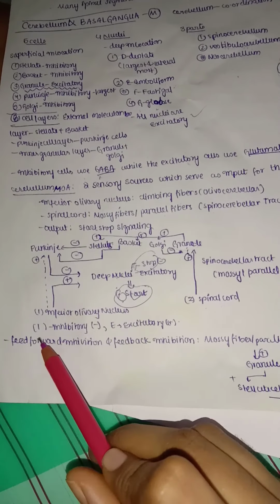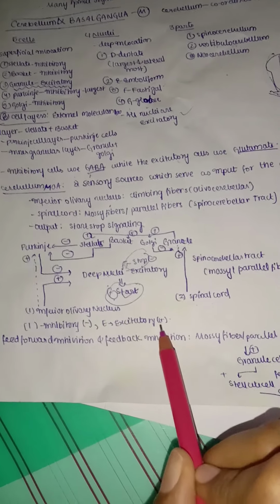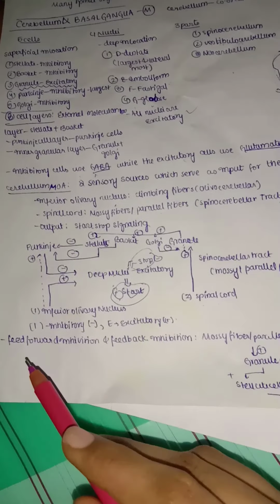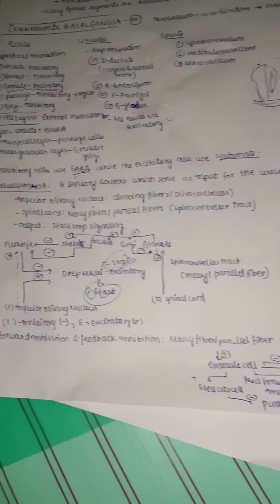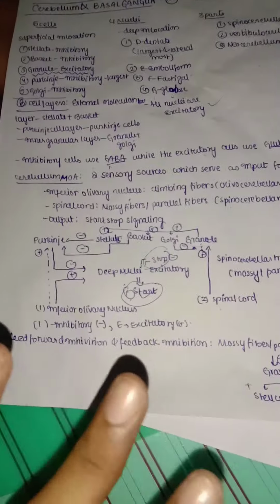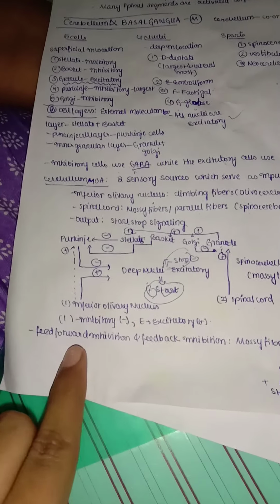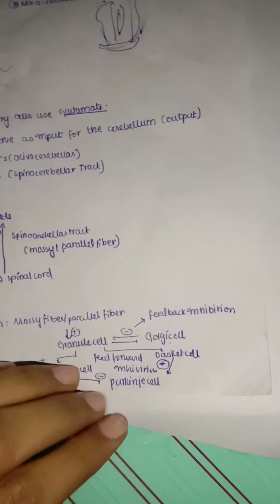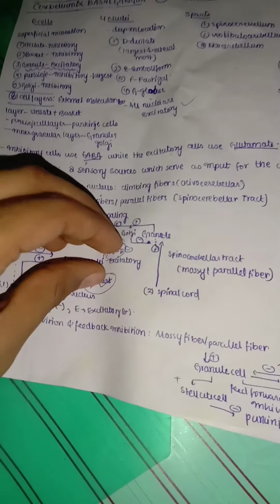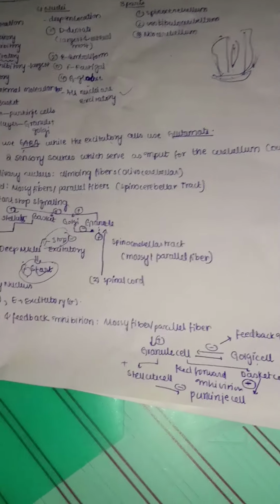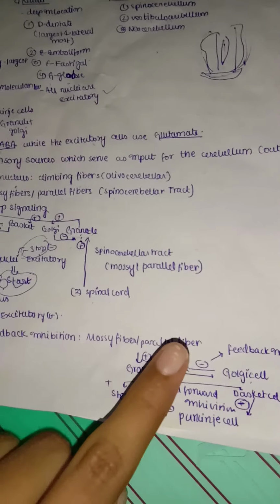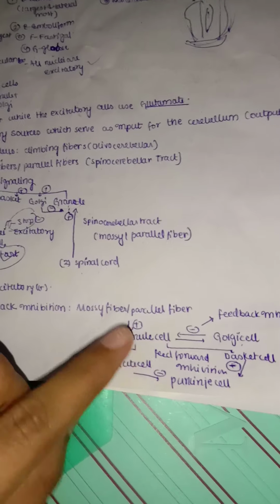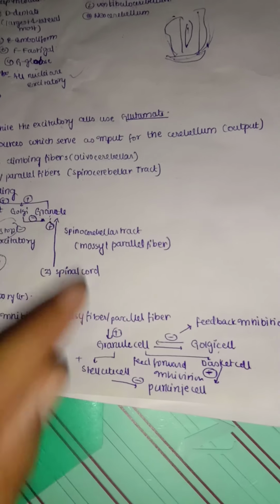Now here I is inhibitory or negative and E is excitatory or positive, and there is feed forward inhibition and feedback inhibition. You need to understand these two: feed forward inhibition and feedback inhibition. What are these? Let us understand. You can see here the mossy fiber or parallel fiber. Let us take a small part out of this and understand the feed forward and feedback mechanism. The mossy fiber or parallel fiber, we know, will activate the granule cell, right?